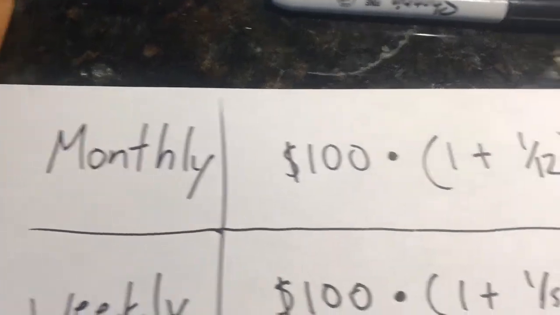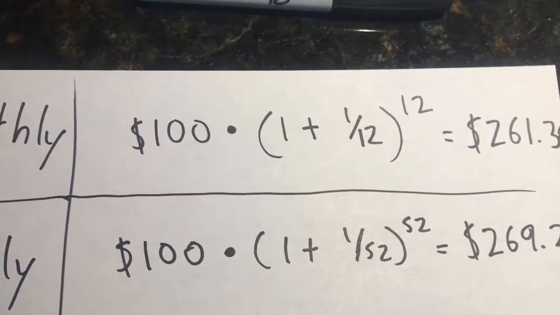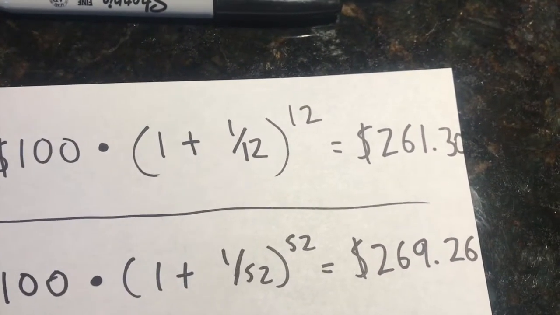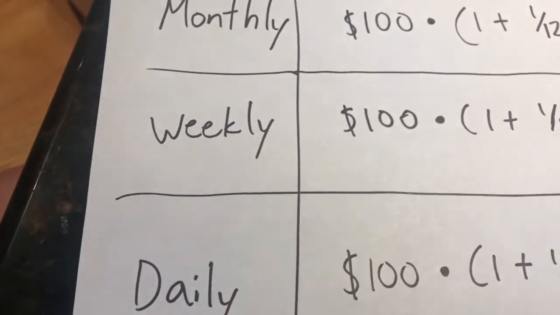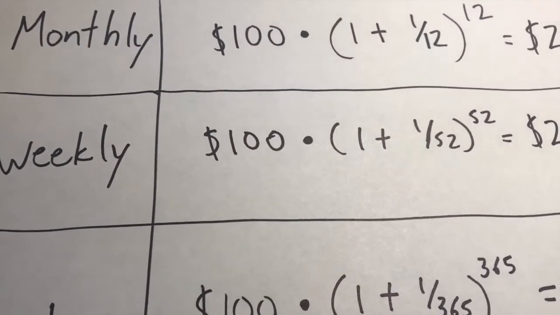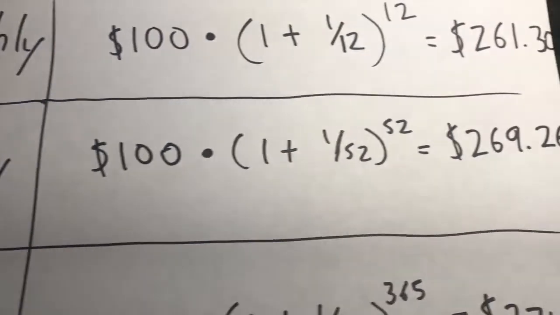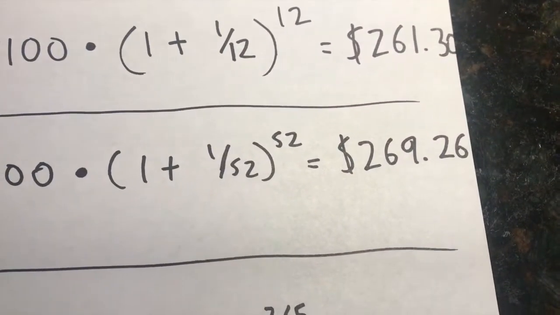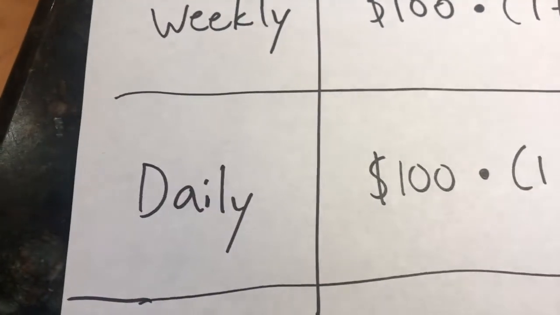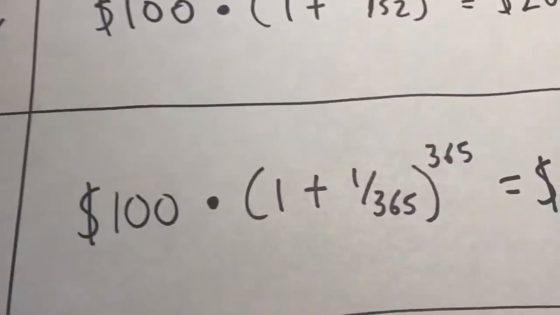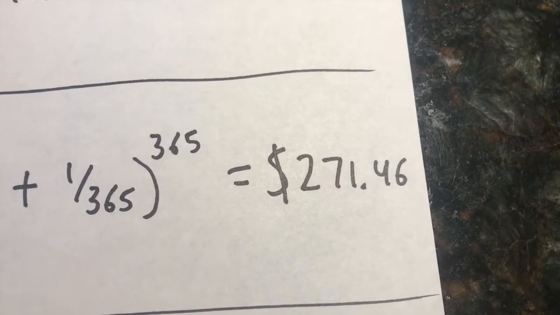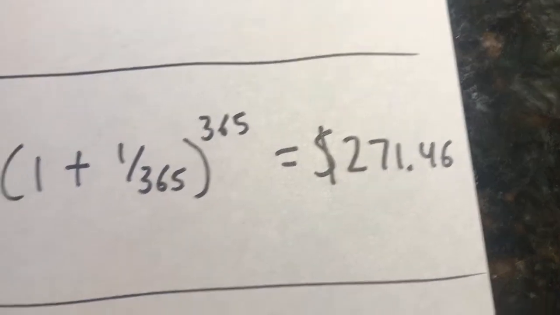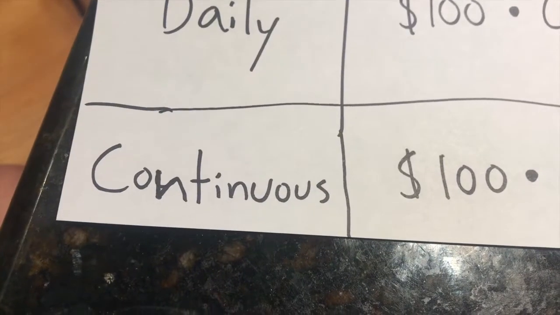Compounding monthly, given the following expression, will result in $261.30. Compounding weekly results in this expression and results in $269.26. Compounding daily gives the following expression and results in an even higher sum of $271.46. What if you could make even more money?